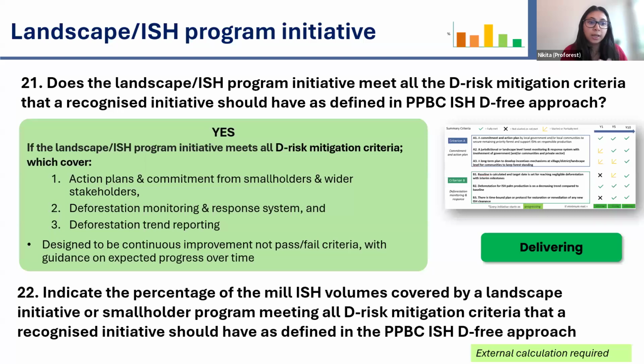The next question is about those volumes that you've answered yes for in question 21, for which you'll need an external calculation, essentially to answer the percentage of the mill's independent smallholder volumes covered by a landscape initiative or smallholder program that meet the deforestation risk mitigation criteria.